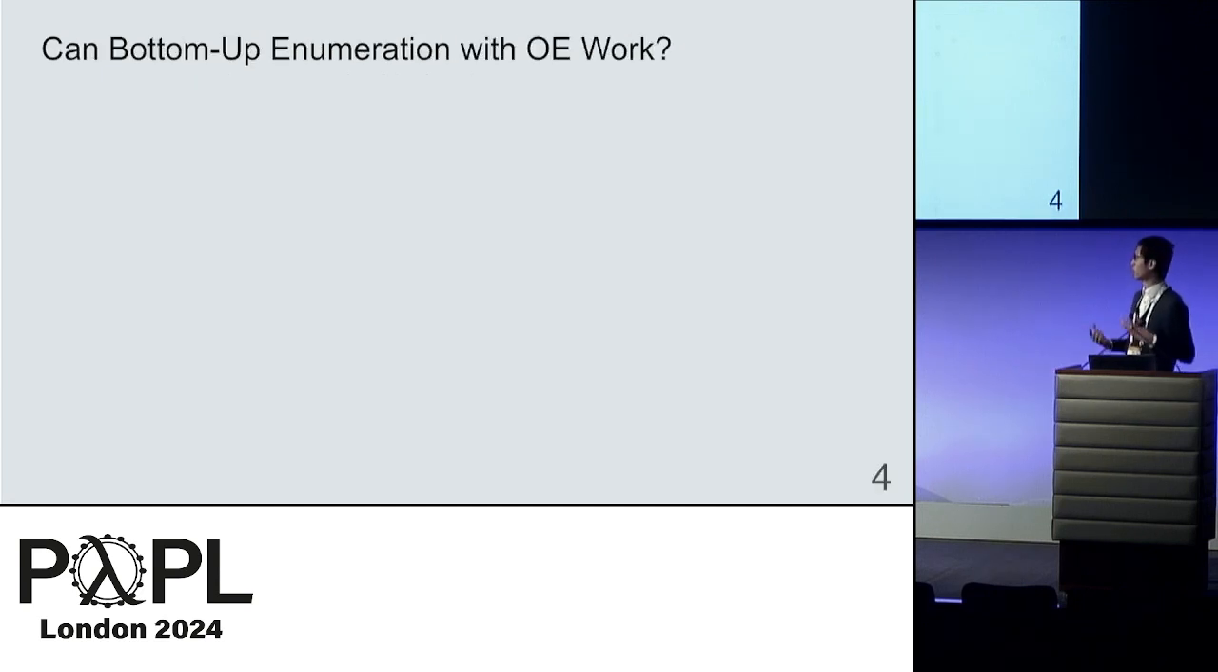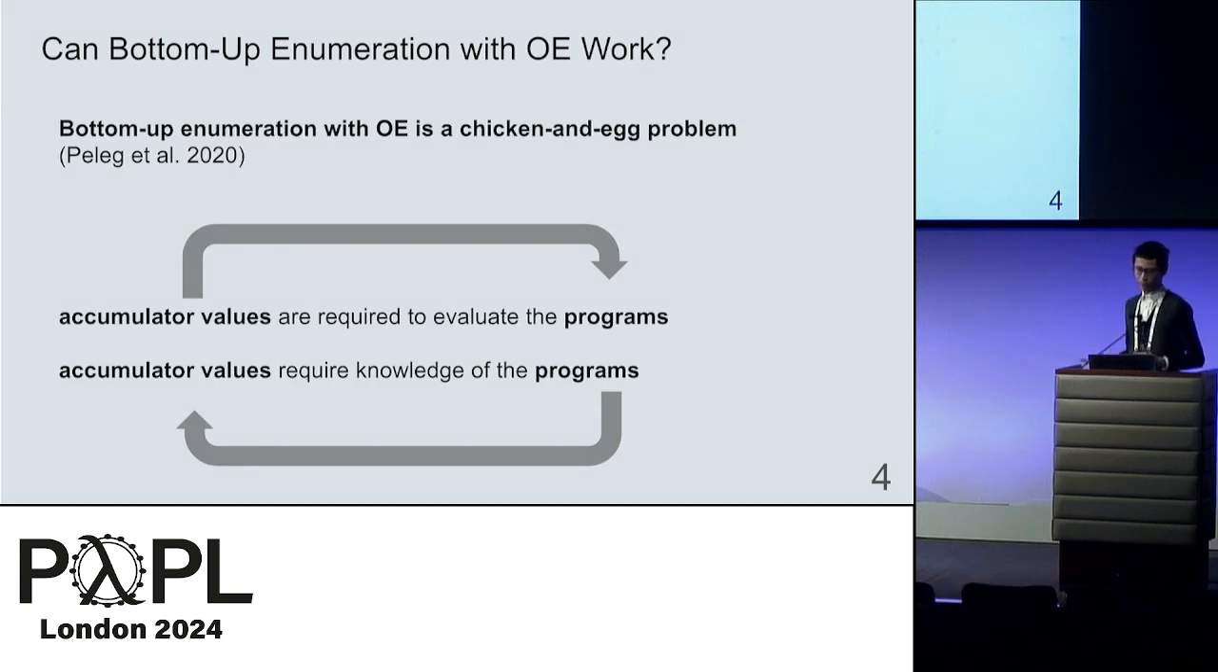So we thought, can the classic approach of bottom-up enumeration with observational equivalence work for programs like fold? Unfortunately, it turns out that it's quite challenging. Peleg et al. summarize it as a chicken and egg problem, in the sense that the accumulator values are required to evaluate the programs. But on the other hand, we need to know the programs before we can obtain those values.